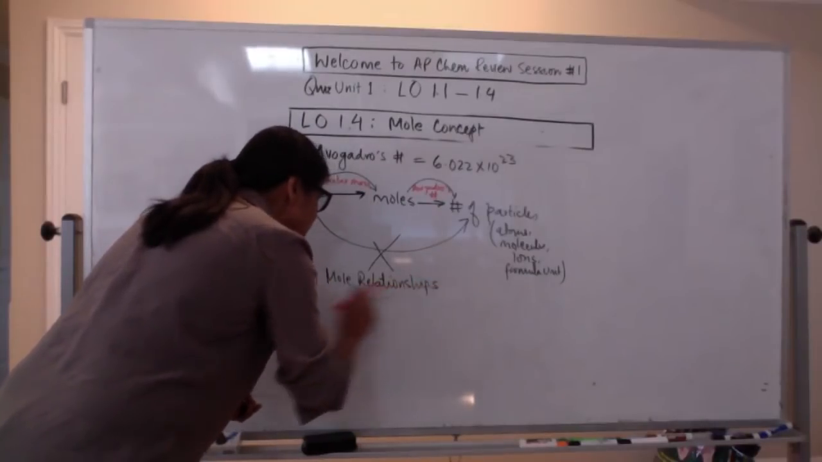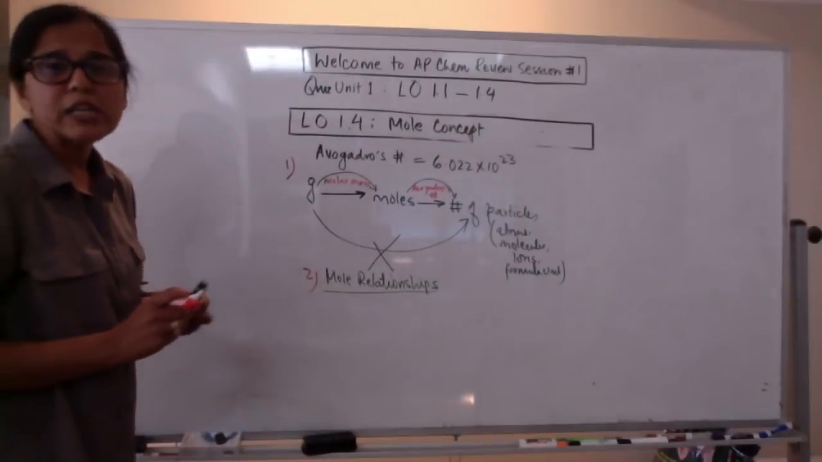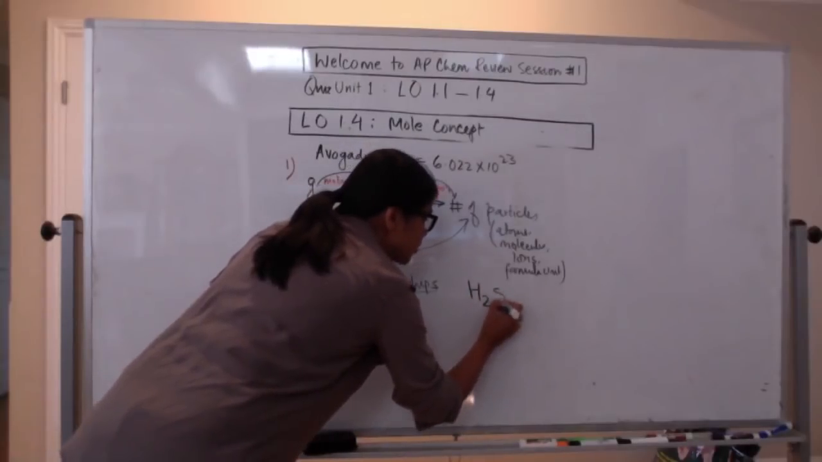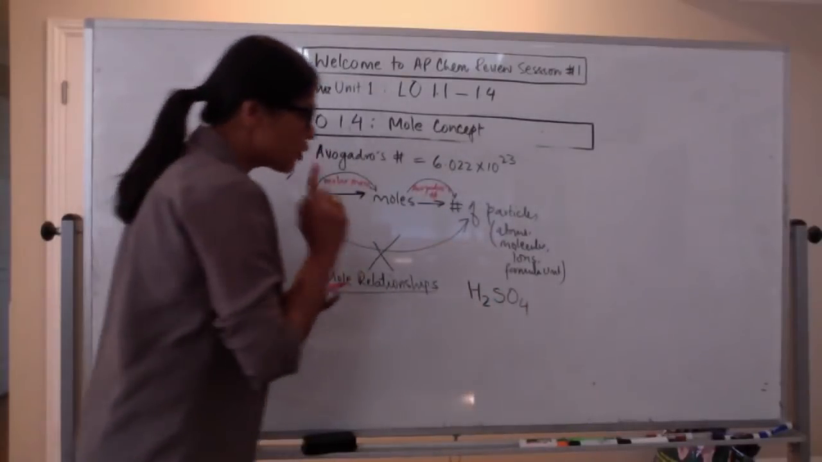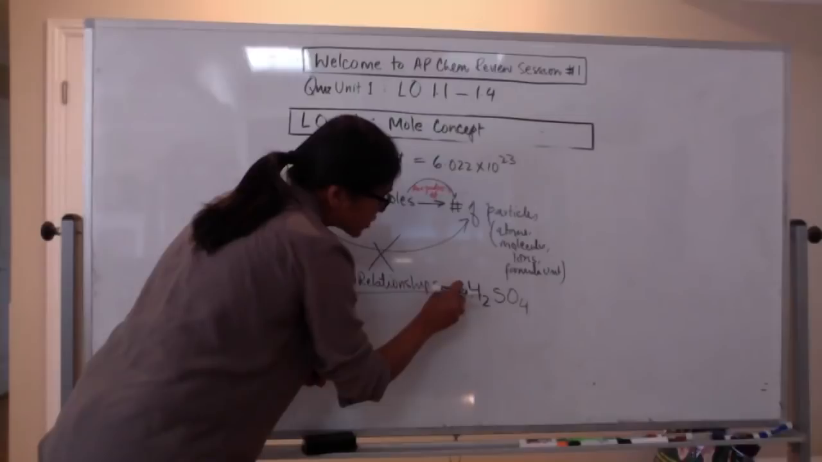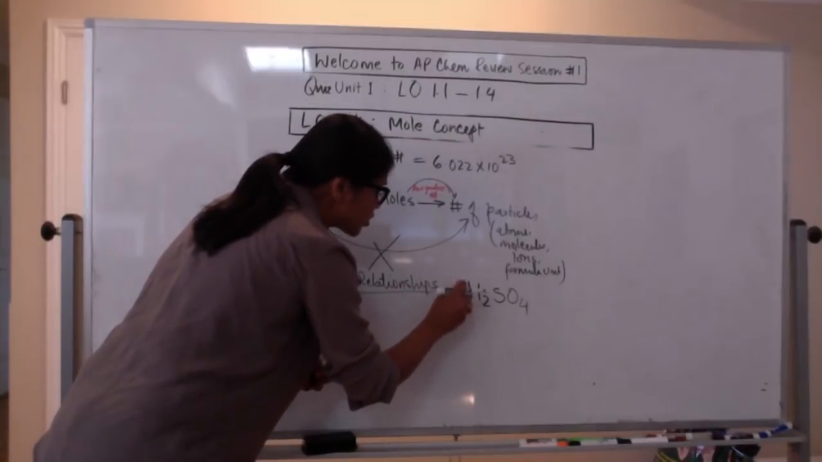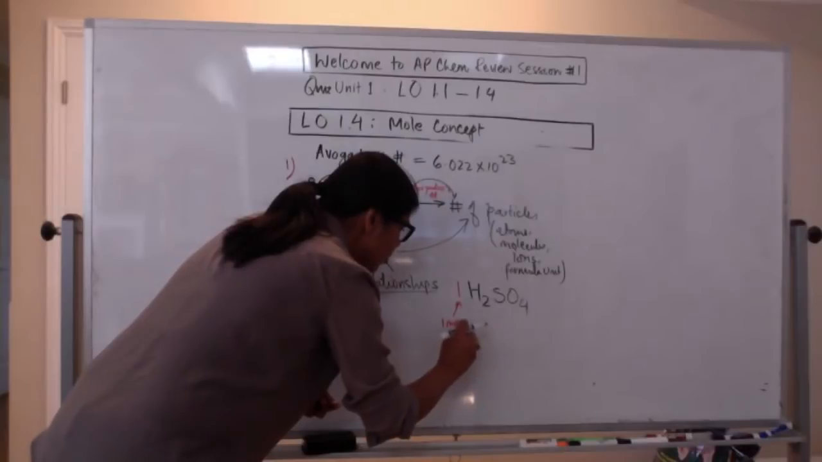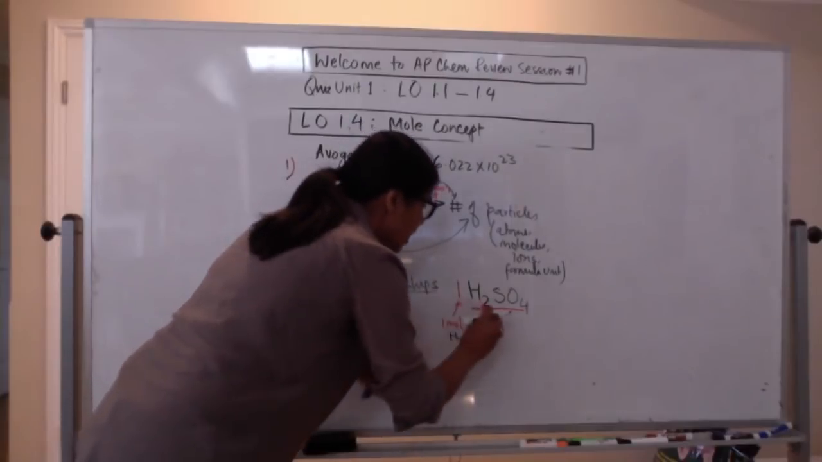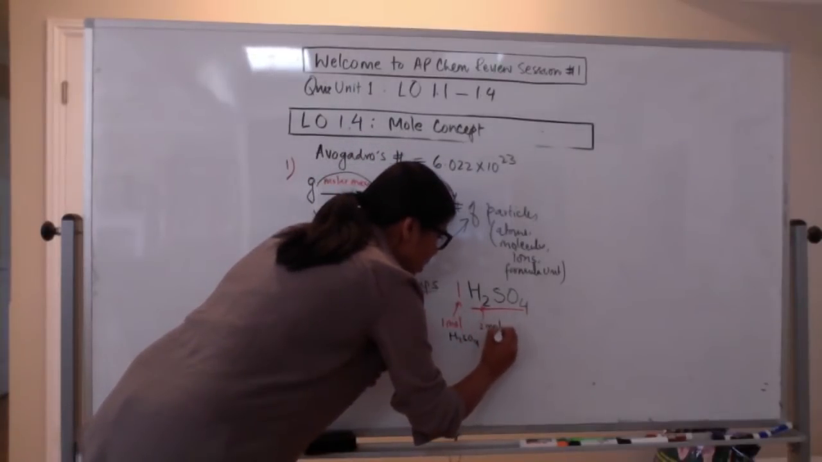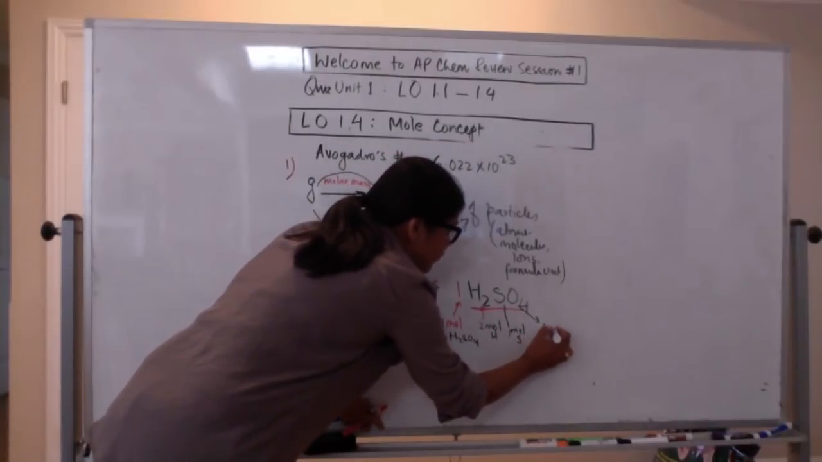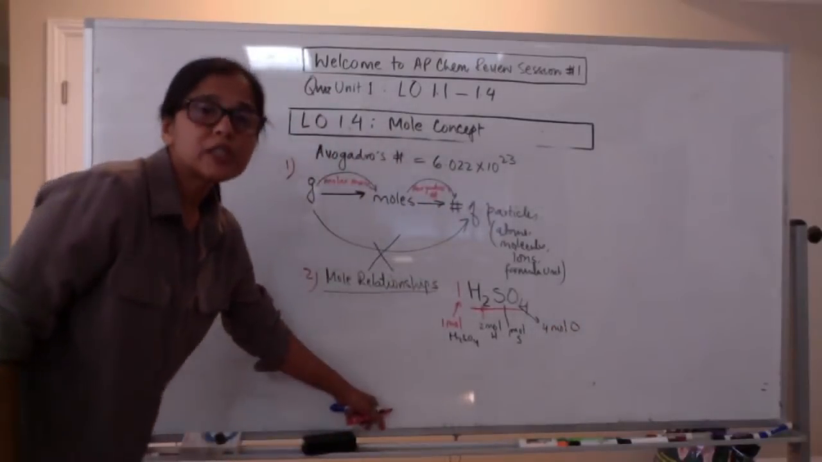And mole relationships refer to how you read a formula. So if I write H2SO4, it's important, guys, to understand this one more time. The number in front here is 1. When there is 1, we don't write anything. So it means in 1 mole of the entire H2SO4, there are 2 moles of H, 1 mole of S, and 4 moles of O. This is an important relationship to understand.